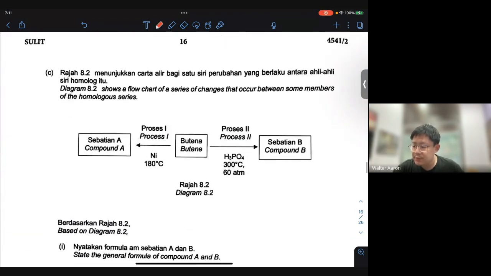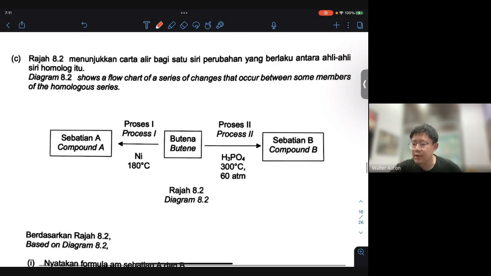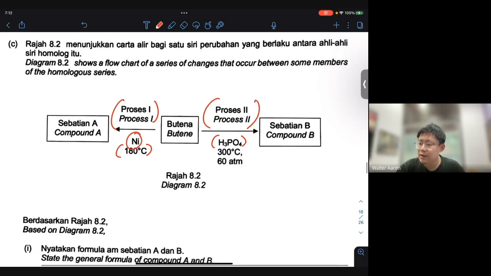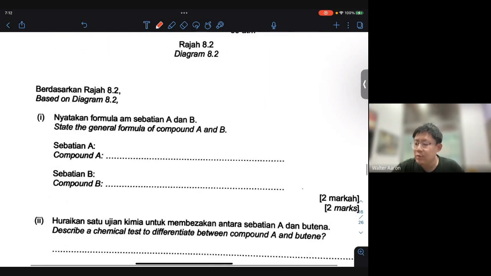Okay, all right, so let's move on to the next part. For C, diagram 8.2 shows a flow chart of a series of changes that occurs between some members of the homologous series. So butene, after undergoing process number 1, forms compound A. The required condition will be nickel catalyst at 180 degrees Celsius. And then for process number 2, it produces compound B, but in this process, it requires phosphoric acid as a catalyst, and it requires 300 degrees Celsius and 60 atm. State the general formula of compound A and B.